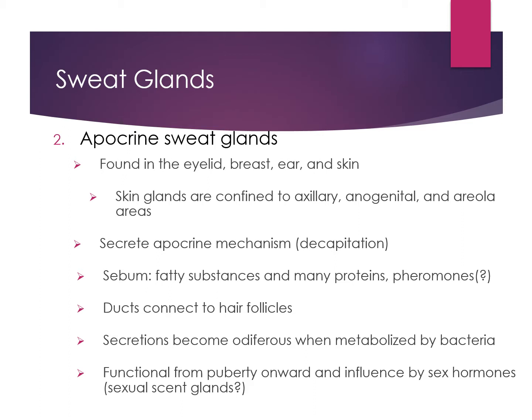The second type of sudoriferous gland, that is, sweat gland, is called the apocrine sweat gland. This gland is found in the skin, the breast, the eyelid, and the ear. Most apocrine glands in the skin are in the axillary, anogenital, and areolar area of the breast, that is, around the nipples. These glands secrete sebum, a fatty substance containing many proteins and possibly human pheromones.